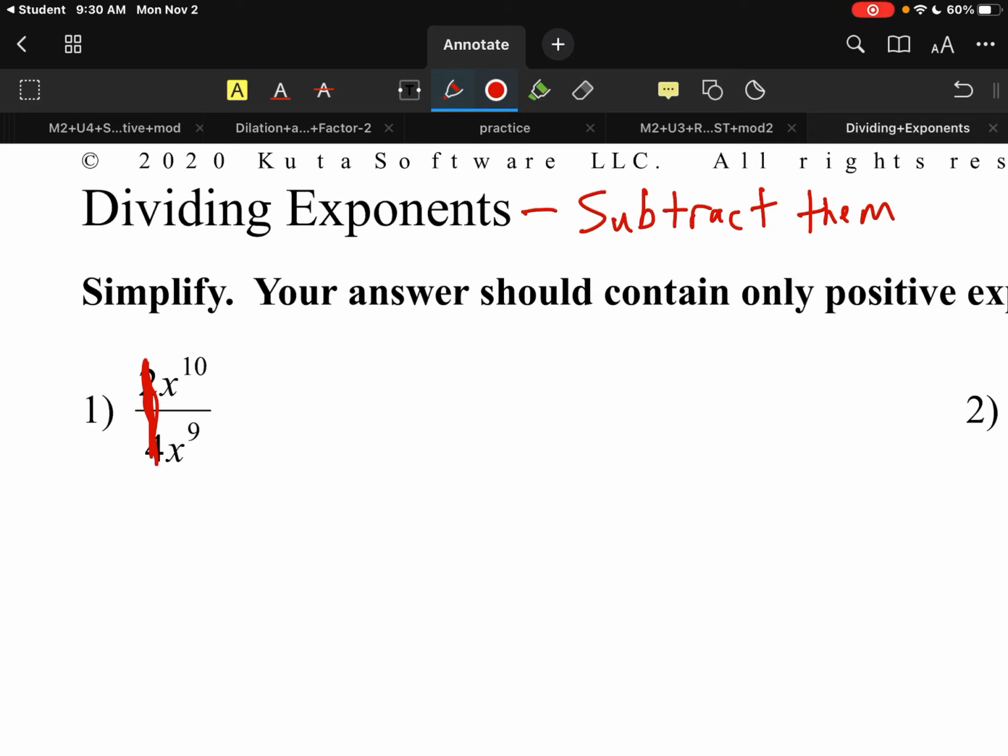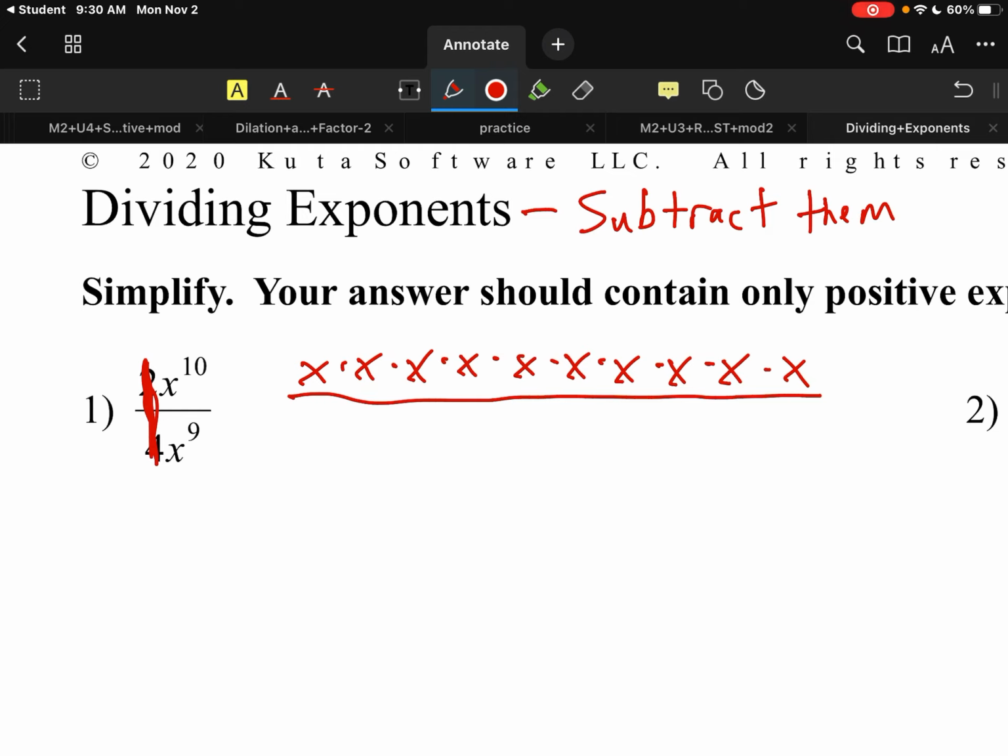So x to the 10th means x times x times x times x times x times x times x times x times x. How many is that? One more. There's 10 of them, right? It means x times itself 10 times, okay? And so if we're going to divide x to the 9th, which means there are 9 of them, so that's 5, 6, 7, 8, 9, okay? So we have x to the 10th divided by x to the 9th.